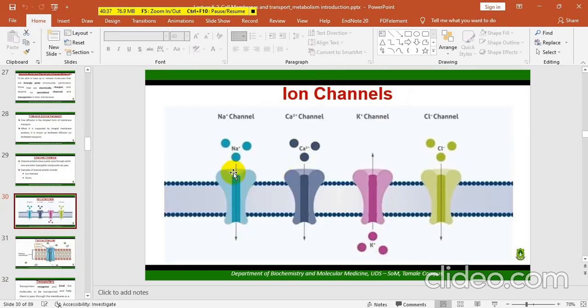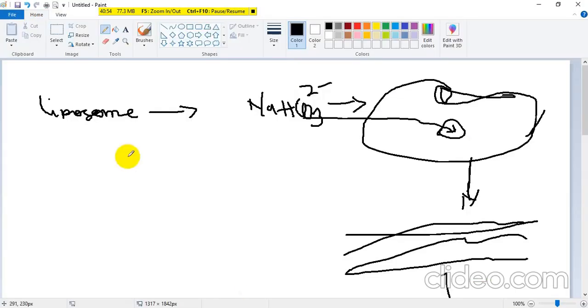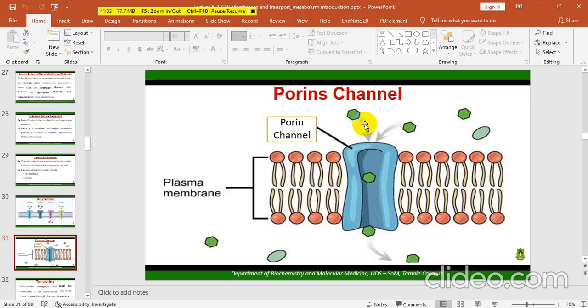So we have what? Ion channels. Ion channels, mind you, they transport only ions. So we have sodium ions, calcium ions, potassium ions, chloride ions. They pass through ion channels. Then porins are pores. A pore is a hole. They are pores, which can allow passage of what? Smaller molecules or bigger molecules to pass through.